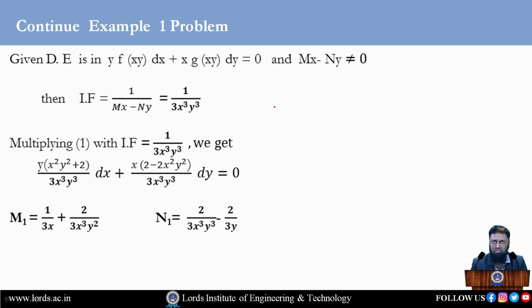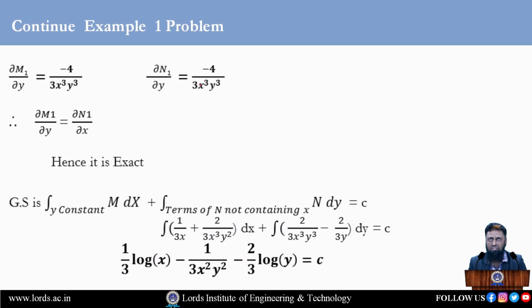What you get here, we will study here. ∂M/∂y you get the value minus 4 by 3x cube y cube, and ∂N/∂x you get minus 4 by 3x cube y cube. Therefore it is exact. Now you go to the general solution. The general solution is integration of M dx, y constant, plus integration of the terms of N not containing x, dy, equal to 0. Now you substitute the M value here, and in place of N you substitute x equal to 0.